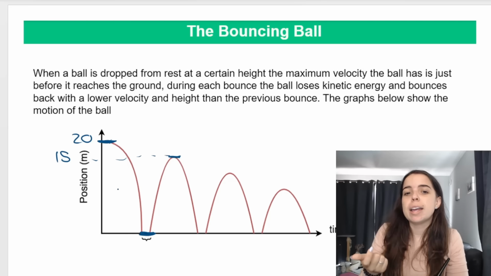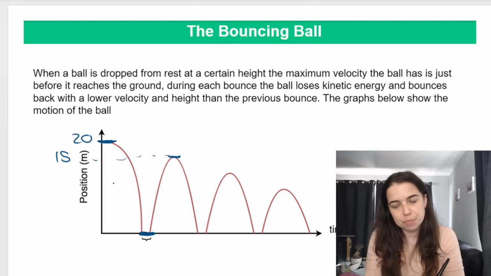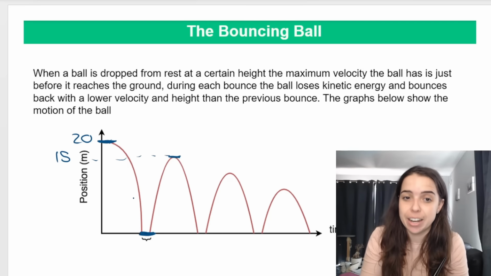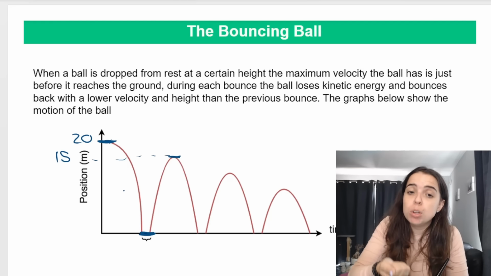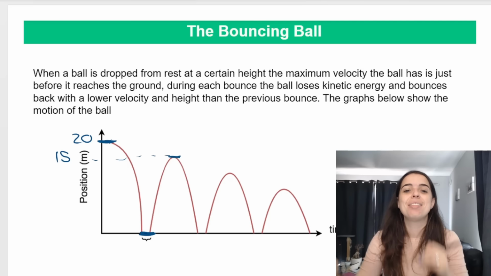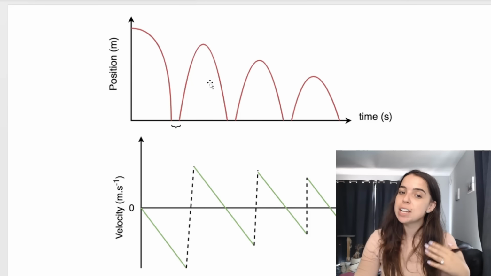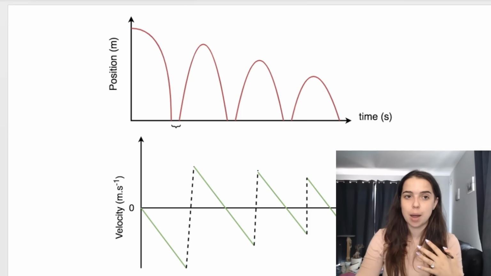The reason why is because when it's in contact with the ground, it loses some of its energy. It loses some of its kinetic energy. And it bounces upwards with a lower velocity and a lower height than the previous bounce. So that's how it looks. And this is the corresponding velocity versus time graph.